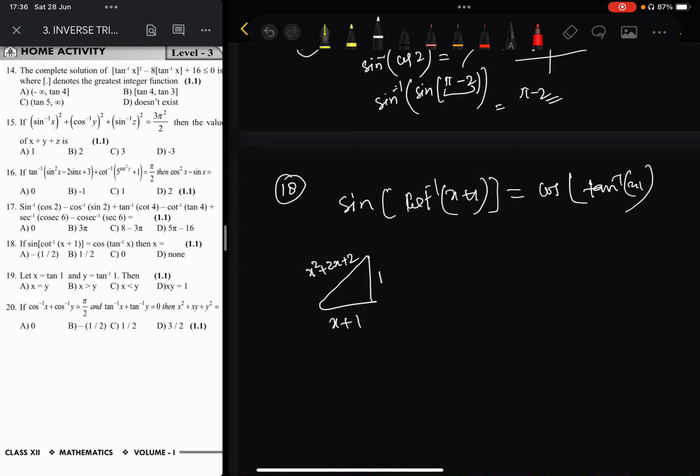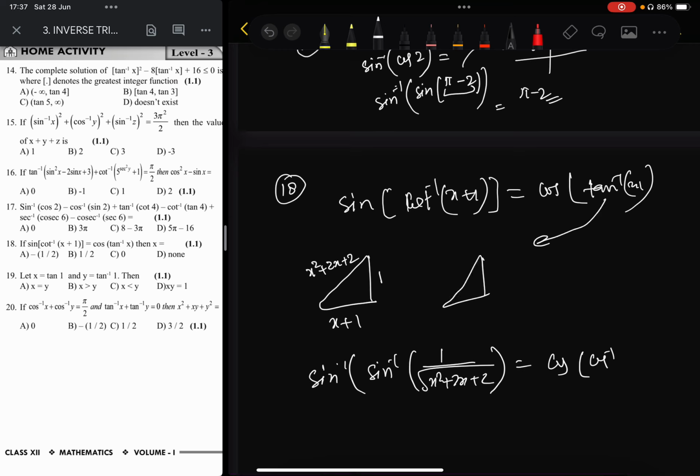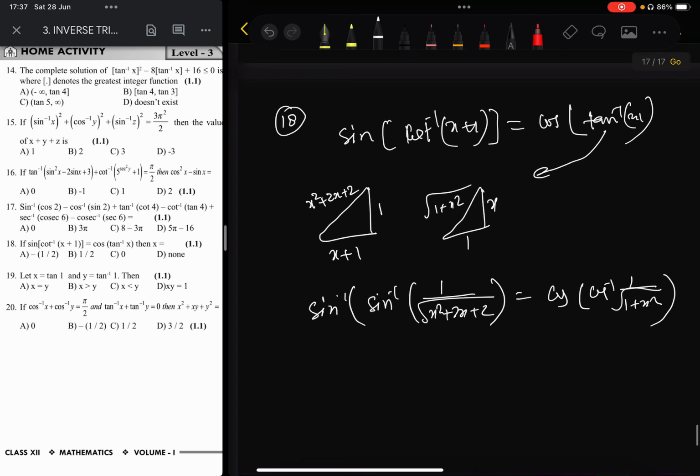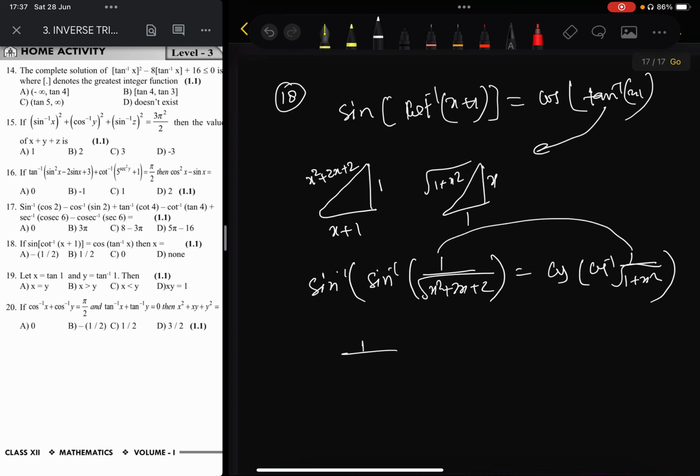Then write this as sine of sine inverse of 1 upon root of x square plus 2x plus 2, equal to cos of tan inverse x. Tan is given, so write this into cos. Tan inverse x is x by 1, so this will become 1 upon root of 1 plus x square. So now these should be equal: 1 upon root of x square plus 2x plus 2 should be equal to 1 upon root of 1 plus x square.